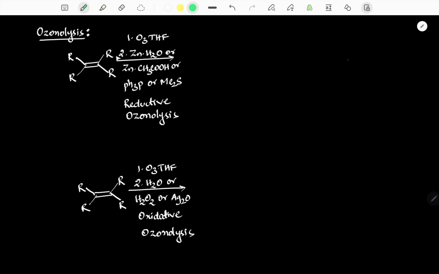Ozonolysis. When alkene is treated with ozone followed by zinc H2O or zinc acetic acid or triphenylphosphine or dimethyl sulfide, this reaction is known as reductive ozonolysis. In the reductive ozonolysis, simply we have to break the double bond and attach the two oxygens on both sides. Therefore, the corresponding products are C double bond O and C double bond O. Here the remaining groups are R. So in this case, according to the alkene, we are getting the mixture of ketones.